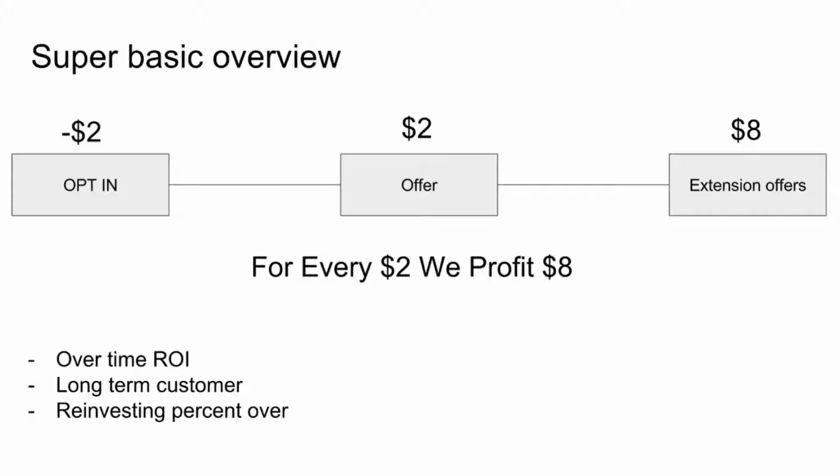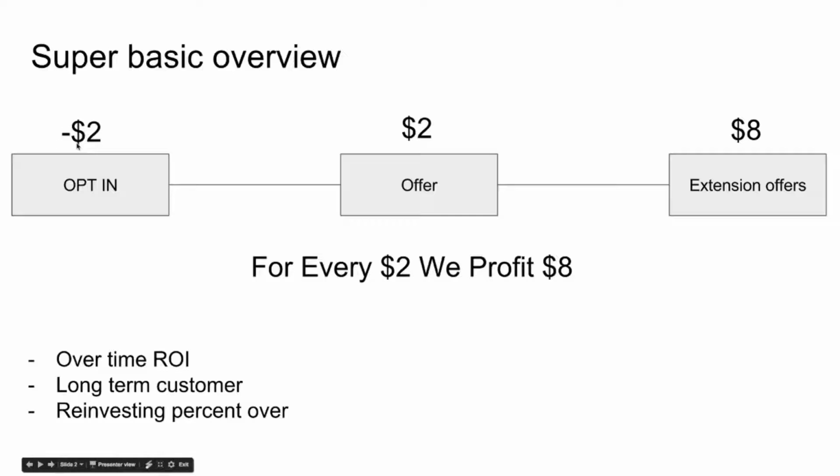Now, with advertising, of course, you're not going to get 100% opt-in rates. You're going to probably get, it just varies actually. But with this being said, that's why it would cost $2, not 10 cents per opt-in. And it might be more, it might be less. But this is just a super basic overview. It's not actual real statistics.